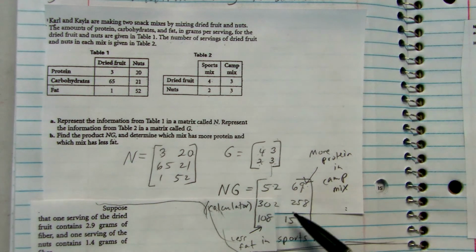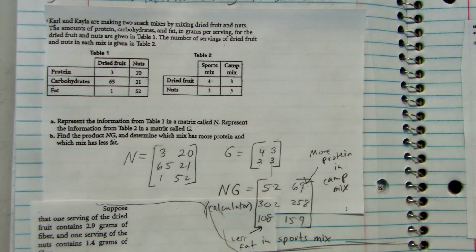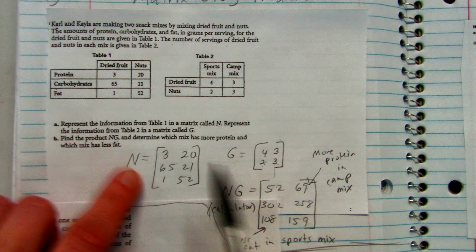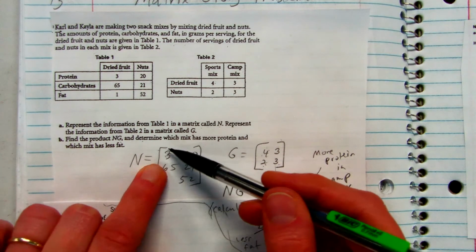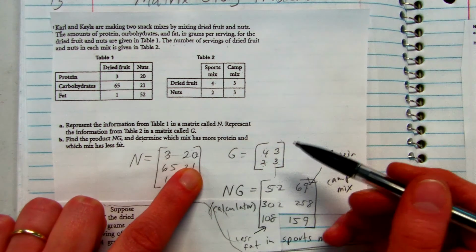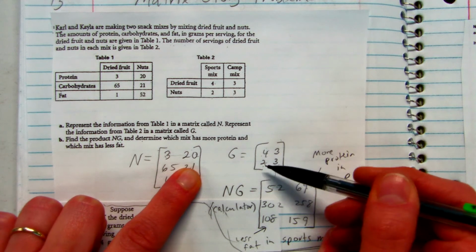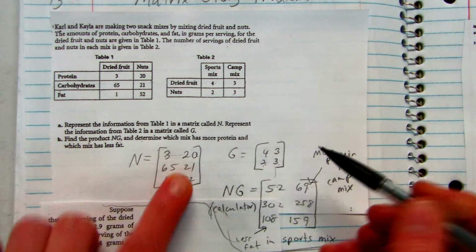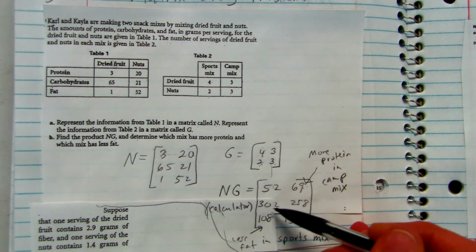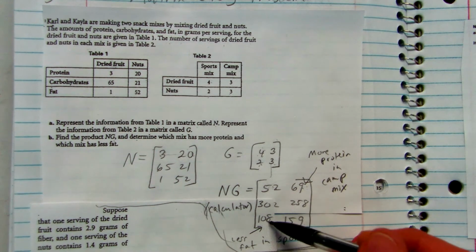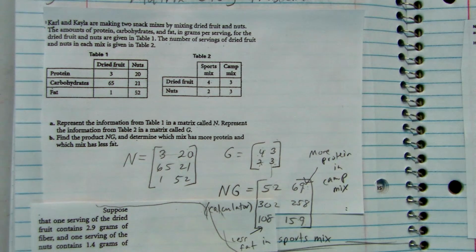We multiplied them, and then we sorted out what everything in the table meant. So we talked about this first row was protein in fruit and nuts, and this was the servings of fruit and nuts in the mix. And so this is protein for each kind of mix, carbs for each kind of mix, fat for each kind of mix. We're going to extend this problem to have fiber also.